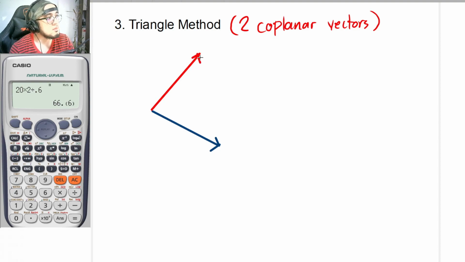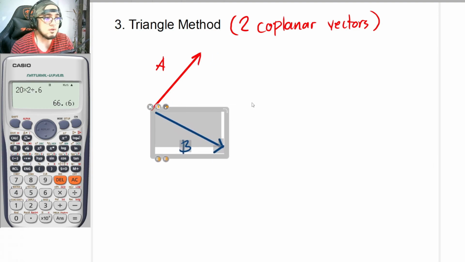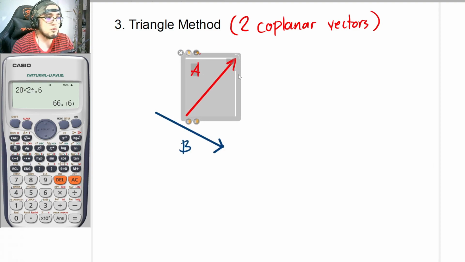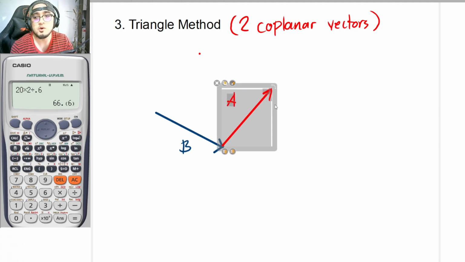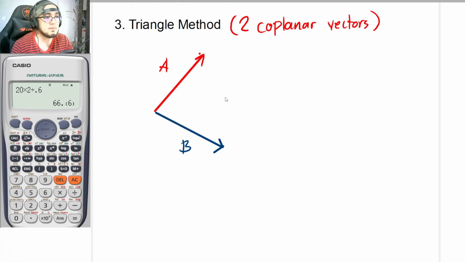So what you would be doing is that you will be joining them from head to tail. Let's say that this is now to be your vector A. This is now to be your vector B. So instead of their tails connected, you must connect them from tail to head. You can either move this here, or you can also move this here. So it would be up to you, because if you do it right, their answer would still be the same.